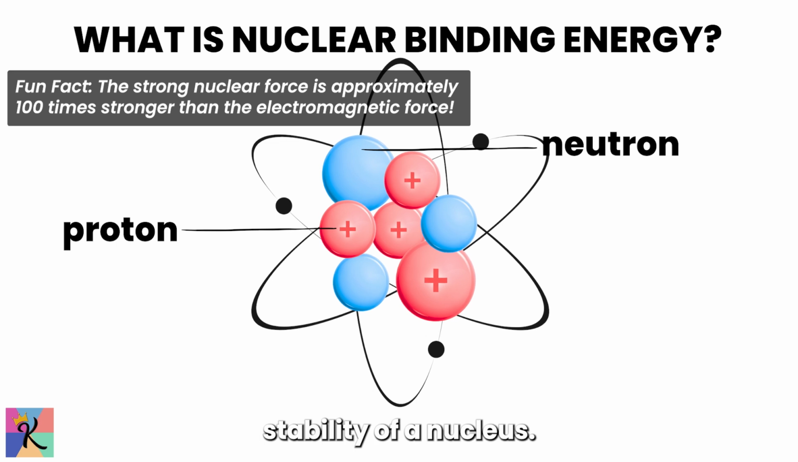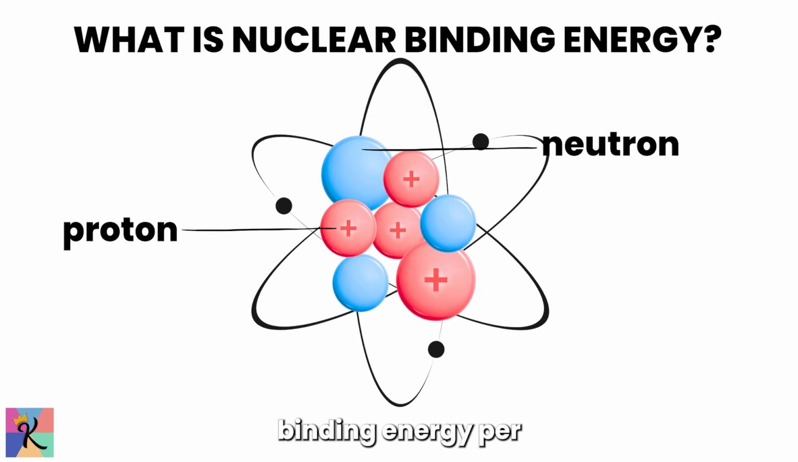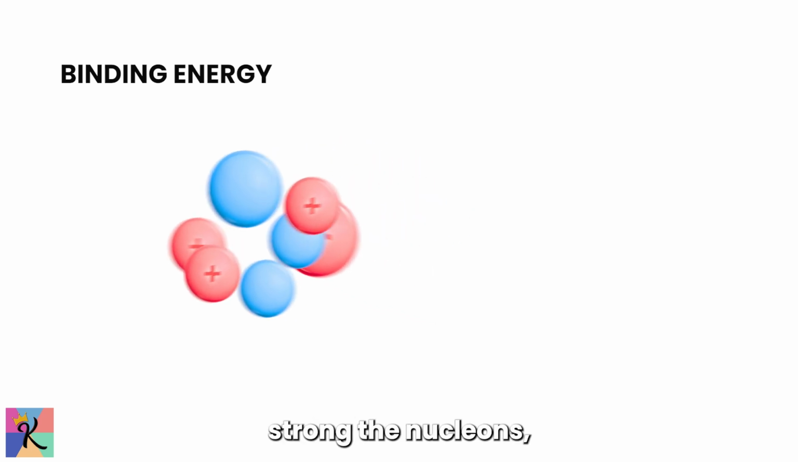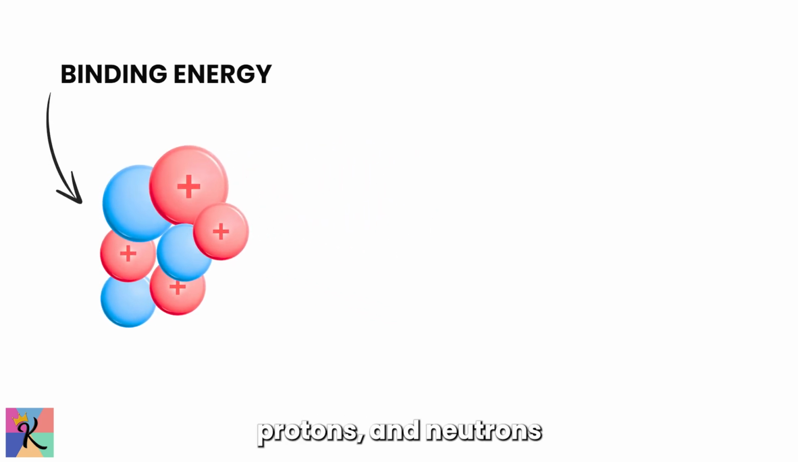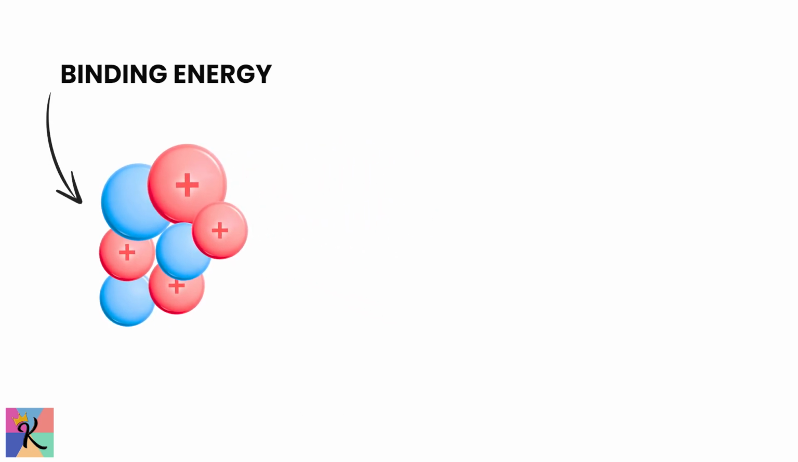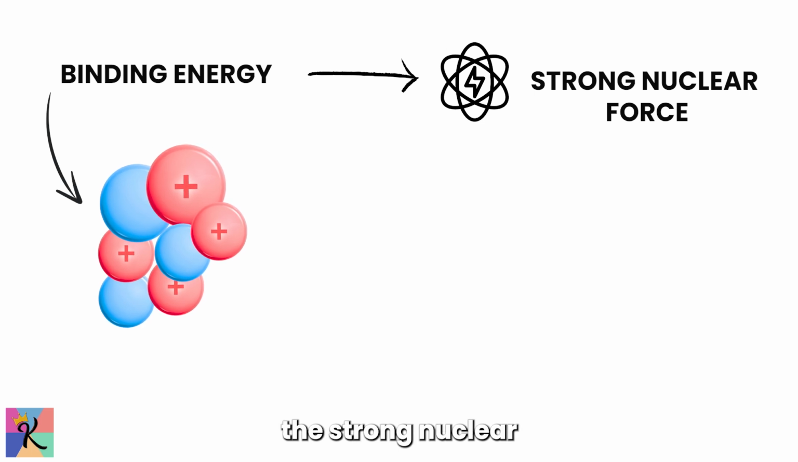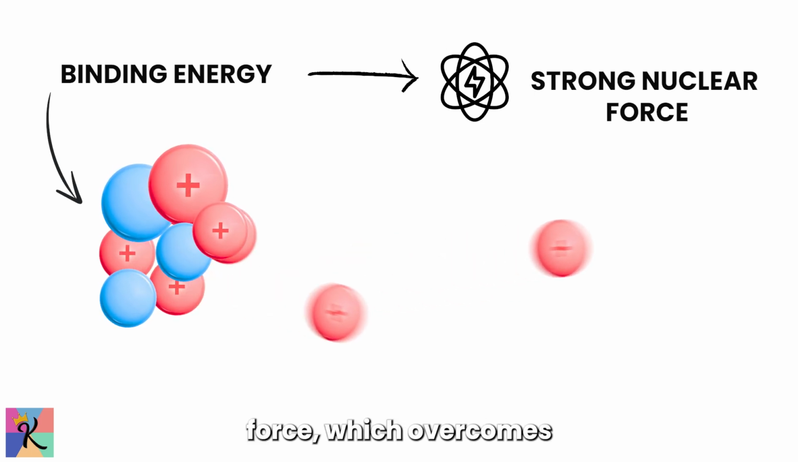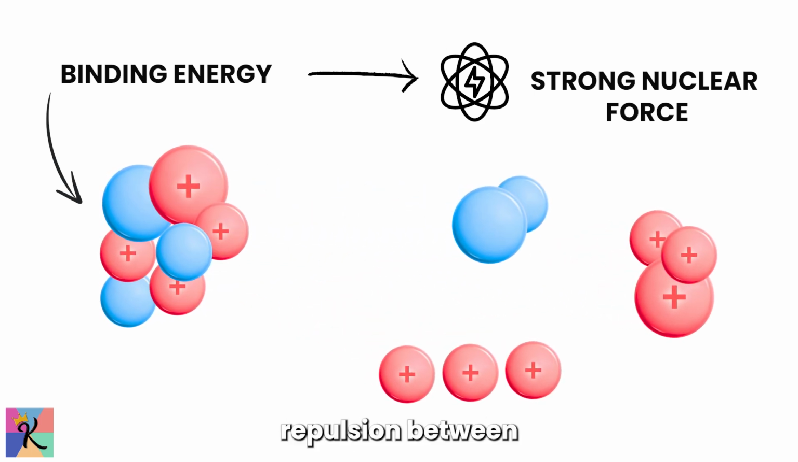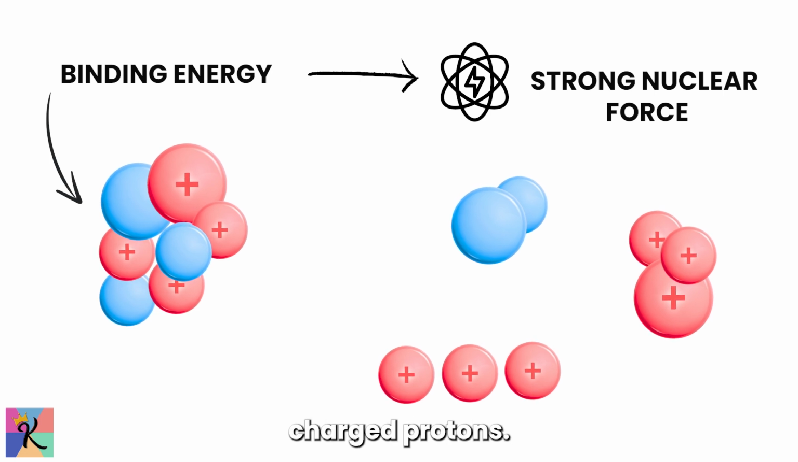It's a measure of the stability of a nucleus. The greater the binding energy per nucleon, the more stable the nucleus. Binding energy indicates how strongly the nucleons, protons and neutrons, are held together. This energy comes from the strong nuclear force, which overcomes the electrostatic repulsion between the positively charged protons.